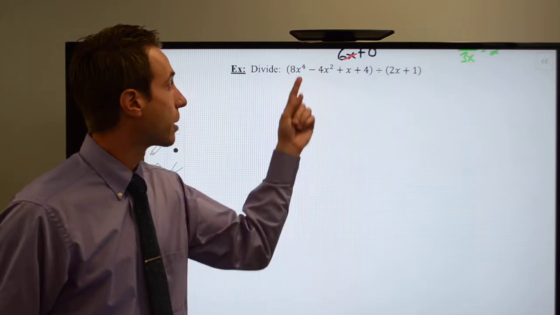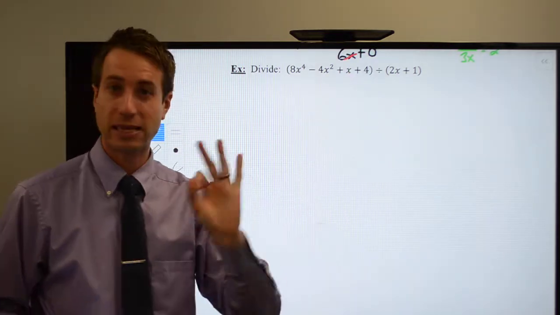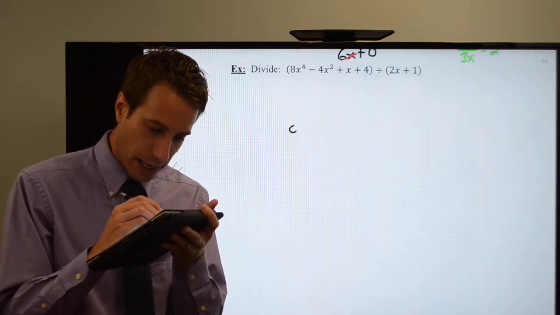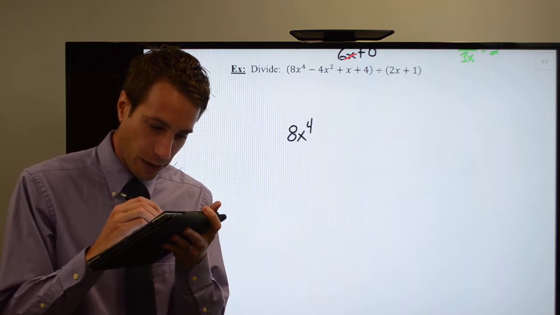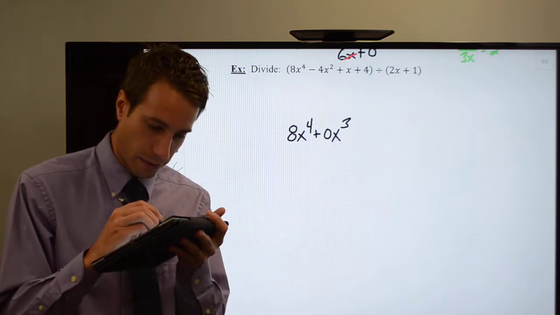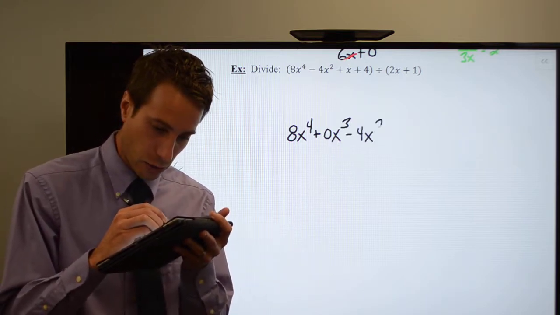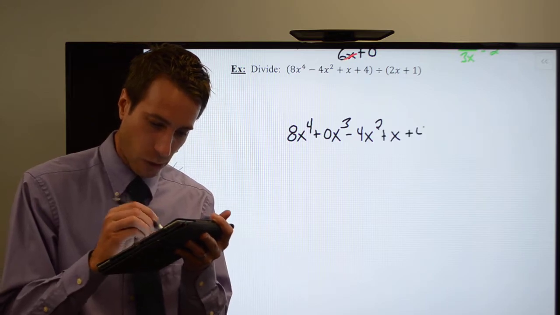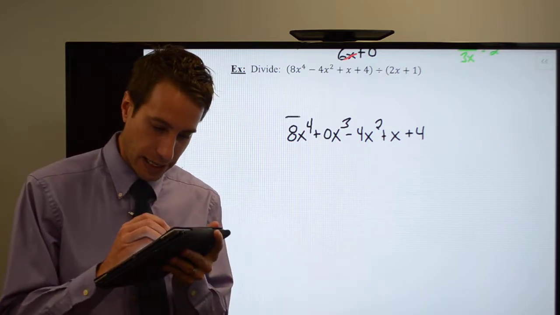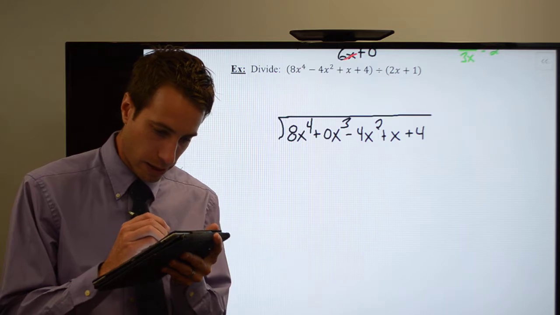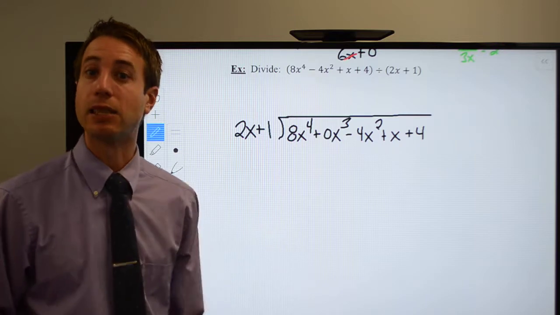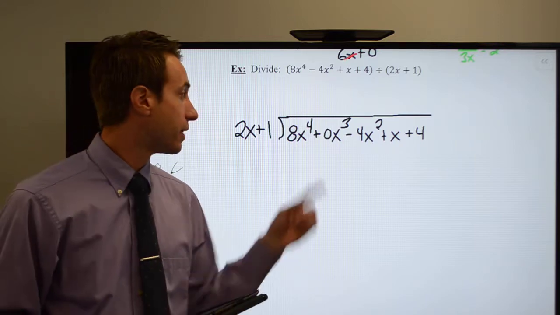Check to make sure that you have everybody. 4, 2, 1, 0. Okay, so I'm missing an x to the third, so we'll need to put that guy in there. So 8x to the fourth plus 0x cubed to be my placeholder, minus 4x squared plus x plus 4. So now I have 4, 3, 2, 1, 0. I got everybody I need in descending order. 2x plus 1. I've got myself all set up. We're ready to go ahead and start the process, which is division.